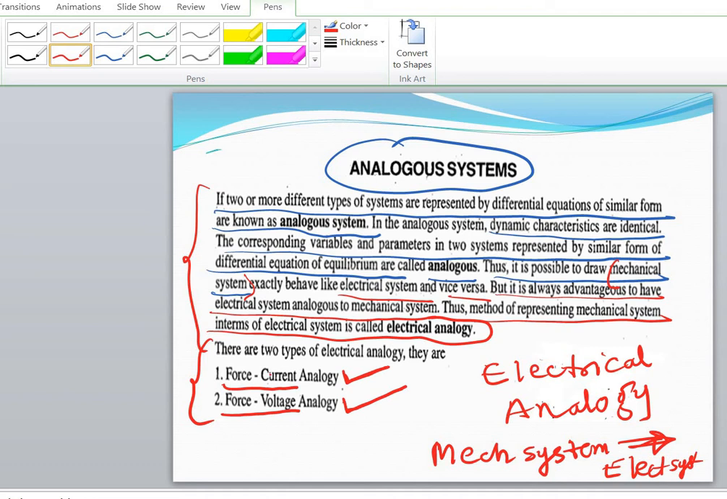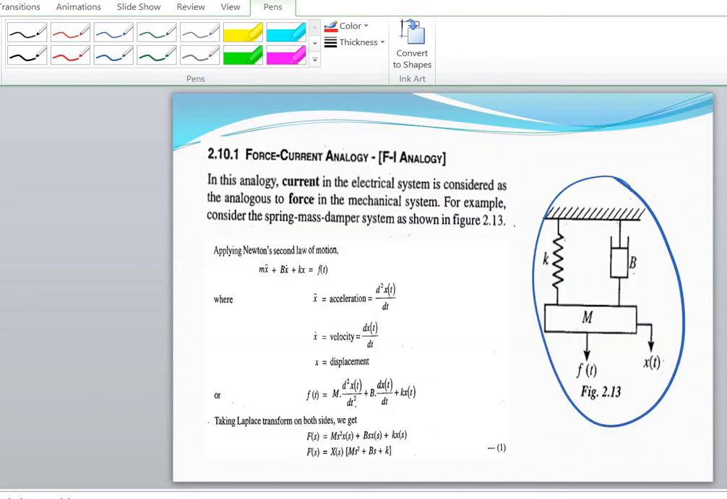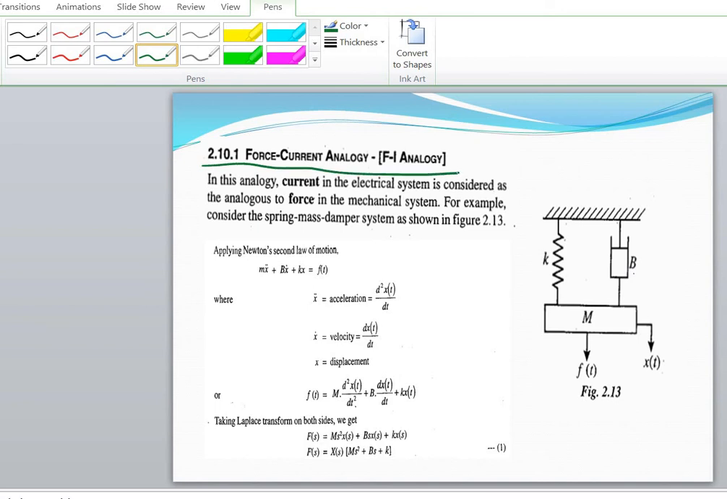In force current analogy, applied force is equivalent to applied current. In force voltage analogy, applied force is equivalent to applied voltage. These are the two types of analogies that we are going to study, force current and force voltage analogy. First we will be dealing with the force current analogy, which is shortly called FI analogy.